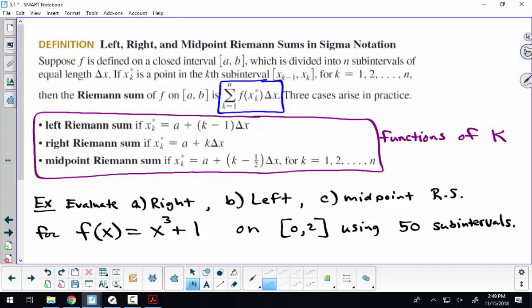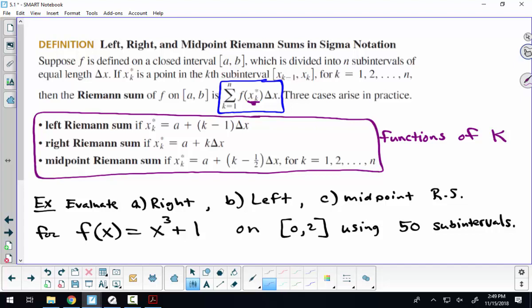But those functions of k have to go here. So we have to put these expressions, a plus k minus 1 delta x, whatever that is, and then plug that into the function itself to get all of the heights as k goes from 1 to n, and then it's times delta x.